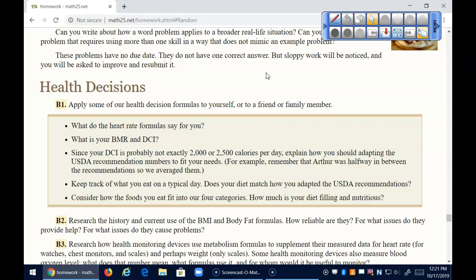We saw the example of Arthur, who was right in the middle, so we just averaged the two versions of the USDA guidelines. Then, once you have those, regardless of if you trust them or not, because everyone has different opinions on diet, but we're in a math class, so keep doing the math. Keep track of what you eat just for a day. No one will know if you're exaggerating or fudging. And see how well it matches.